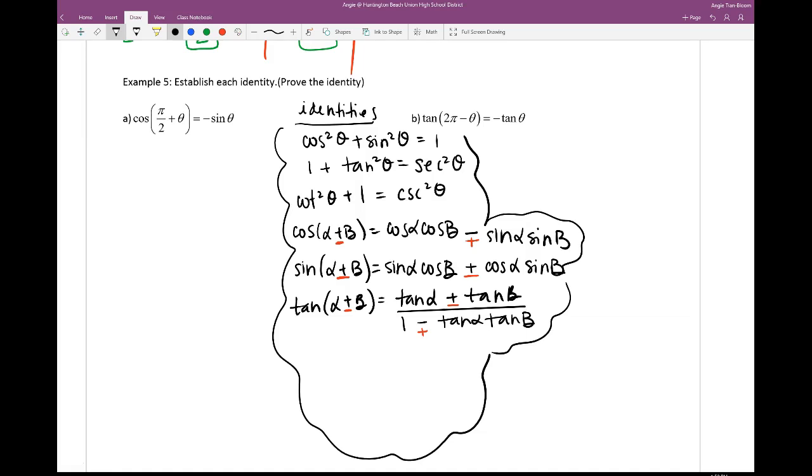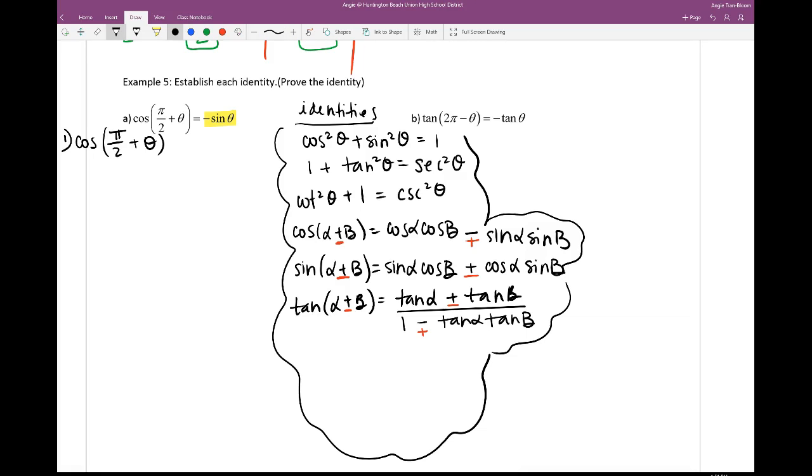So let's start with our letter A. Cosine of pi over 2 plus theta equals negative sine of theta. Remember, the guidelines for writing proofs are still the same. You're going to pick the side that looks scary, right? In this case, this is cosine of pi over 2 plus theta, because this has a lot more things going on. And this is your goal right here, okay? My goal is to change that somehow to negative sine of theta.